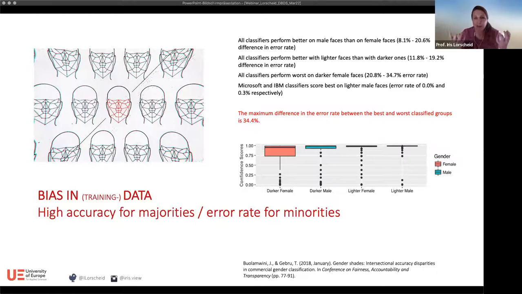So when you have a trained algorithm, you need to take care what you train it with, and whether you take enough care for minorities and errors for minorities, maybe in the region where you built this algorithm. If you would have built this algorithm in China, maybe you would have higher error rates for lighter faces. I don't know. It depends on the training data set.